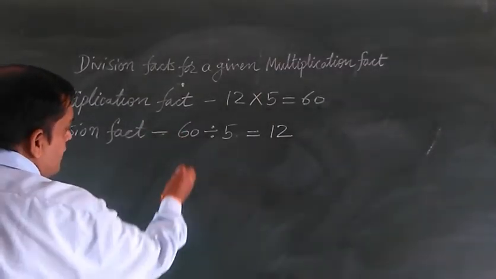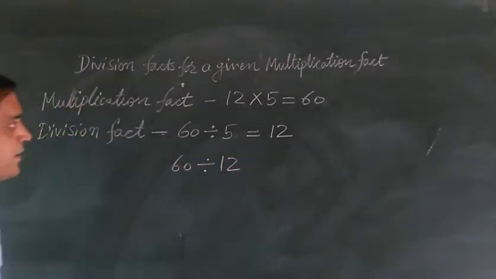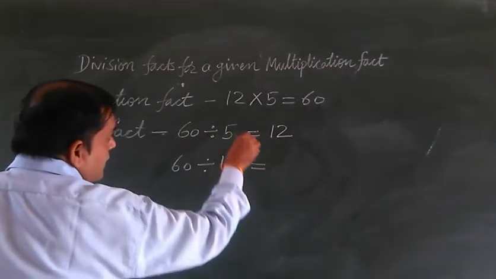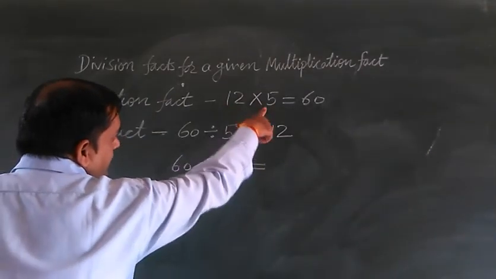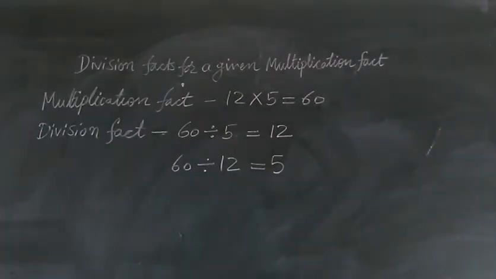And the second fact, if we divide 60 by 12, what we get? It means the other factor is 5. So it is our division fact and it is the multiplication fact.